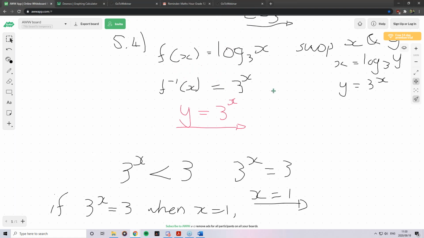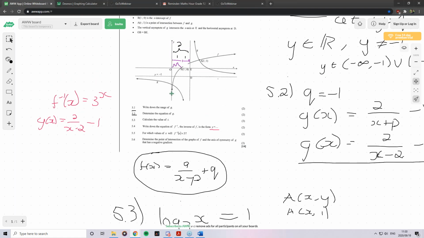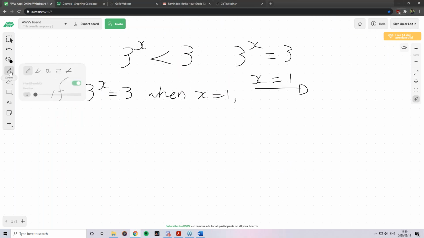and they're asking for the inverse. If the function looks like this, then this is going to look increasing, right? Then I can just say if 3 to the power of x is equal to 3 when x is 1, then 3 to the power of x is less than 3 when x is less than 1.